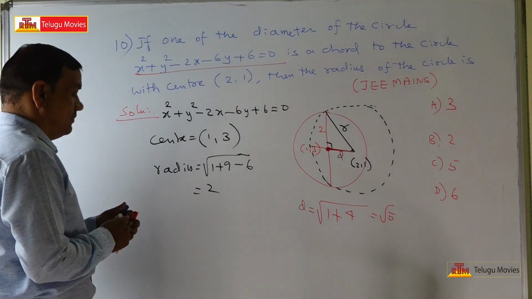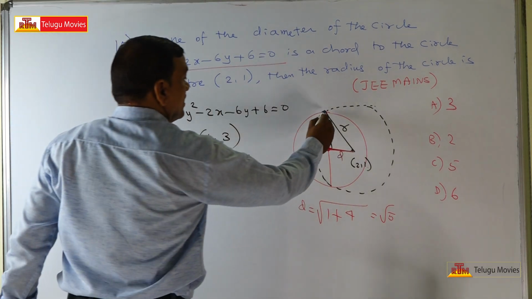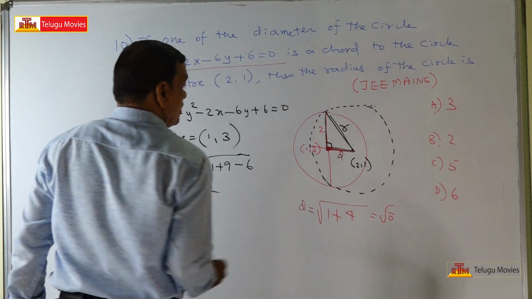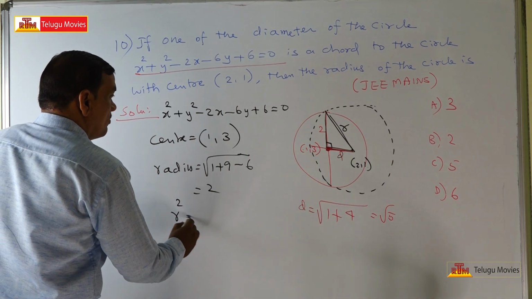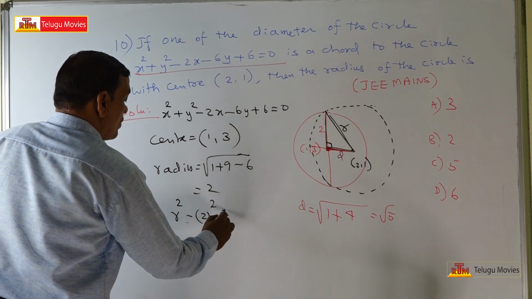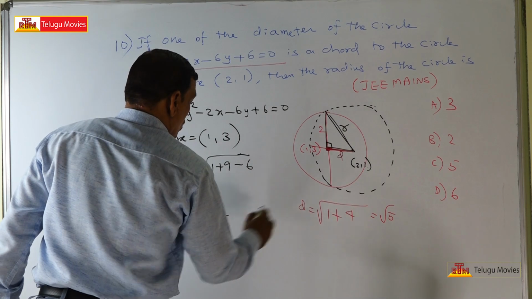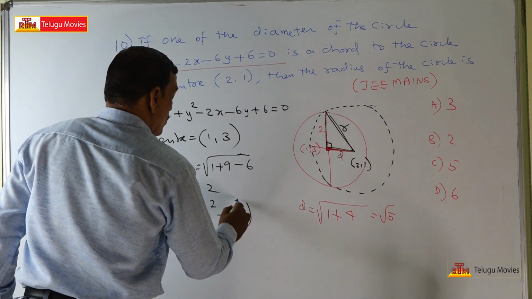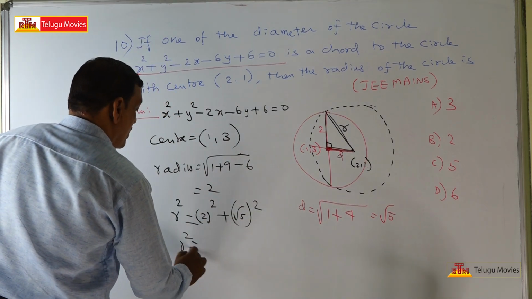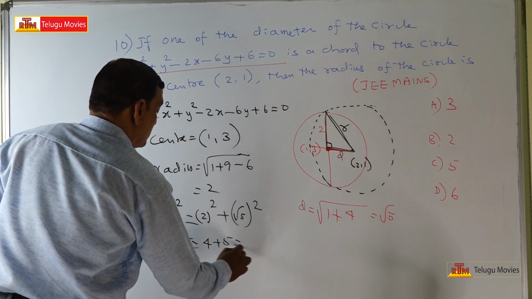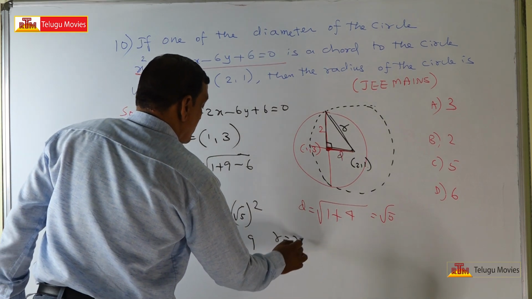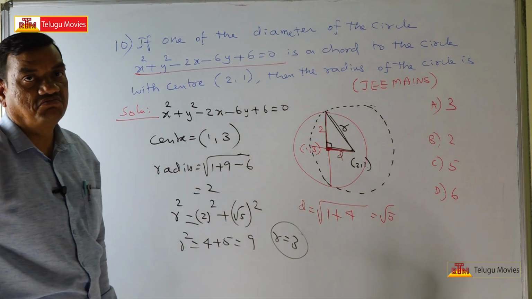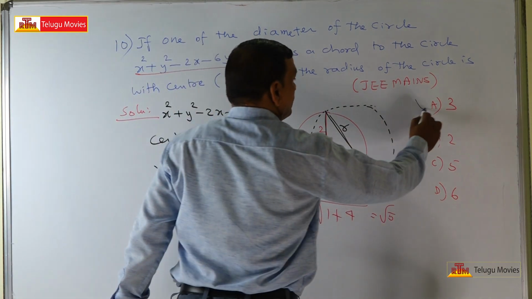Therefore, in this right angle triangle, by Pythagoras theorem, r square is equal to 2 square plus d value, which is root 5 whole square. This is r square is equal to 4 plus 5, that is equal to 9. r is equal to how much? 3. Very, very easy problem, 3.